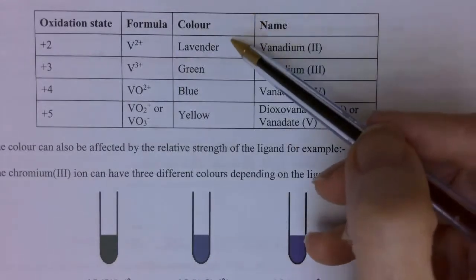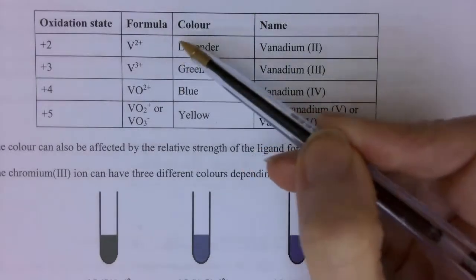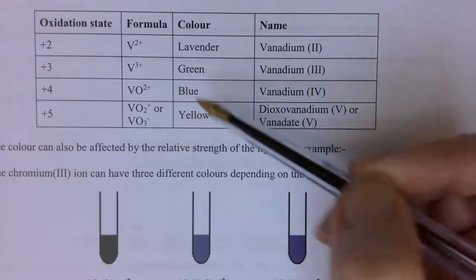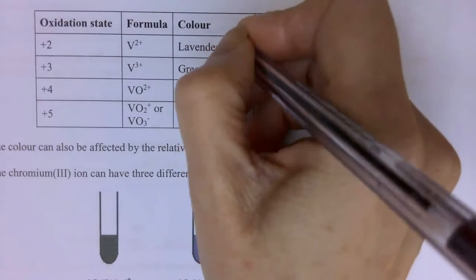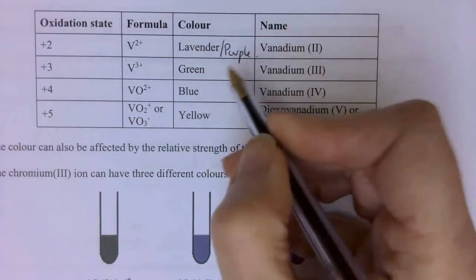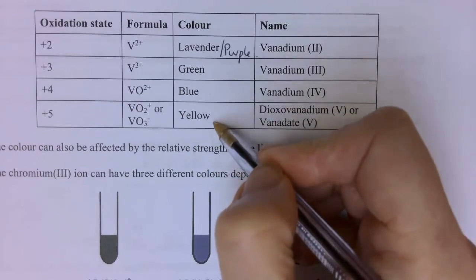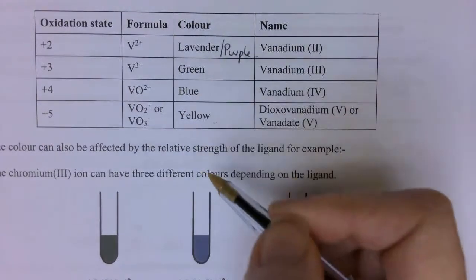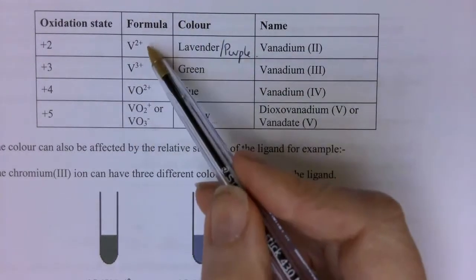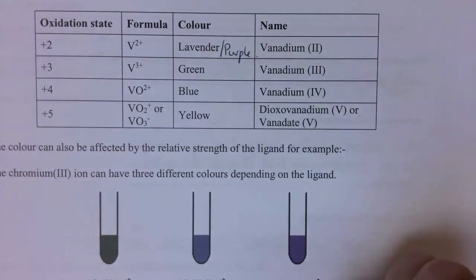And you can see here we've got different colours depending on the oxidation states, and you do need to learn these. So vanadium 2+ is lavender, and you'll sometimes see it written as purple, and then green, and then blue, and then yellow. Okay, and we're going to learn a little acronym to learn those ones. So you do need to know the formula and you need to know the colour for the different vanadium complexes. And you need to know what will cause the colour to change.